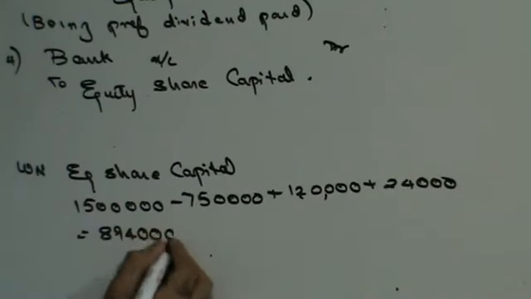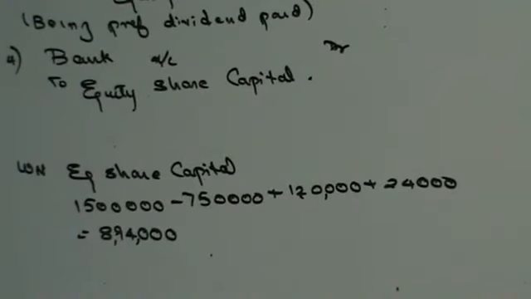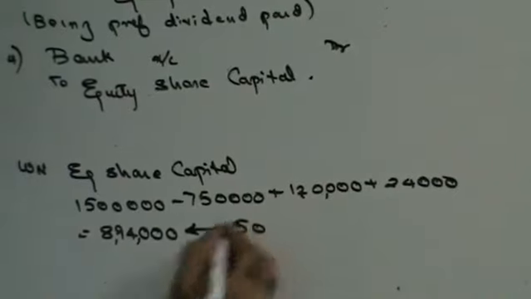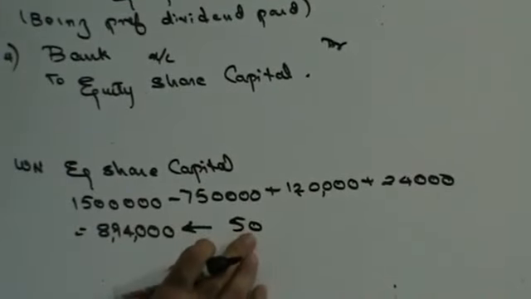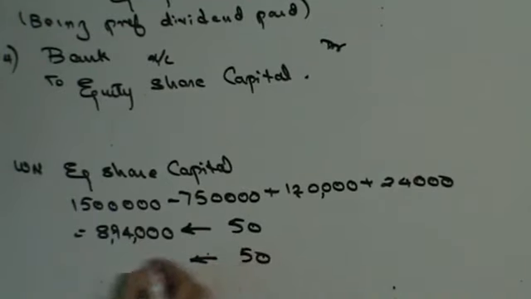8,94,000, right? These are shares of 50 rupees each. This 8,94,000 is considering that the value of each share has been made 50 rupees. They are saying that the shareholders have agreed to pay the balance 50 rupees on these shares. 8,94,000 is the total amount I have received if I consider each share to be of 50 rupees. The shareholders are going to pay you another 50 rupees. That means they will pay you another 8,94,000.